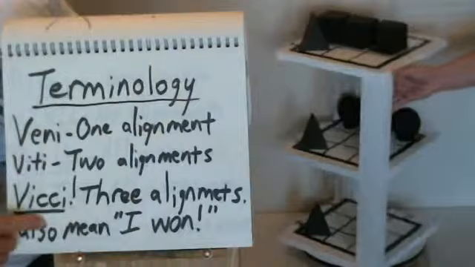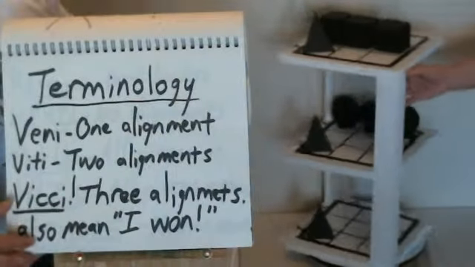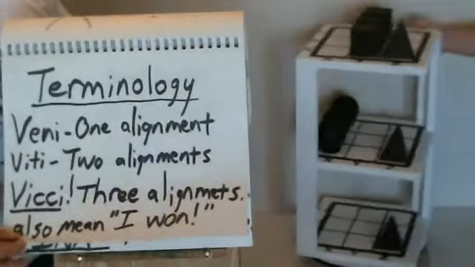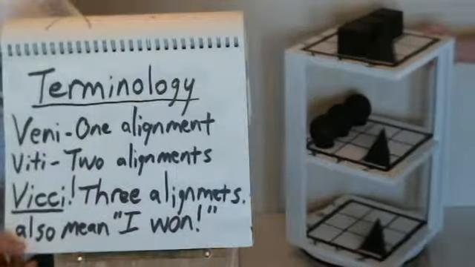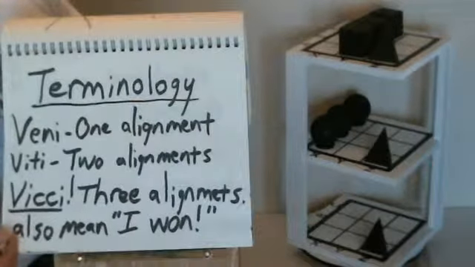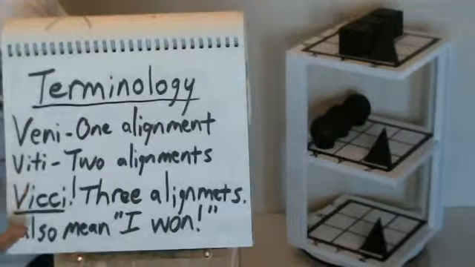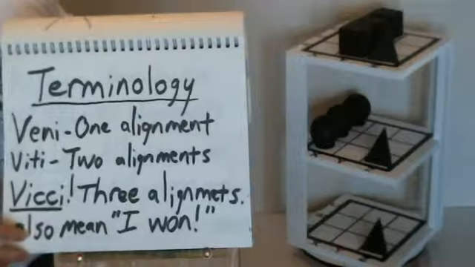Now I know that this is spelled V-I-C-C-I, that's the Italian or the Latin way to spell it. And we have taken a little bit of liberty by throwing in the C-H-I, but pretty much it says the same thing. Vici, with an exclamation mark, meaning 3 alignments, and also meaning I win.